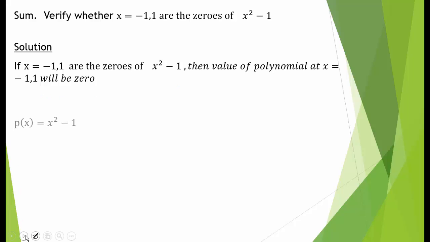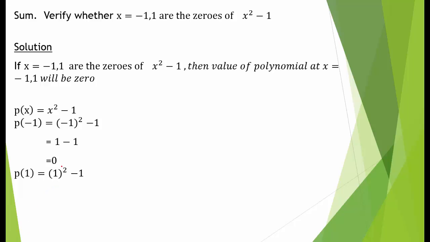So first check minus 1. P of x is x square minus 1, and for p of minus 1, replacing x with minus 1, we will get minus 1 whole square minus 1, and this will be 1 minus 1, which is 0. So p of minus 1 is 0. Now check x equals 1. Same, replace x with 1, we will get 1 square minus 1, which equals 1 minus 1, and that is 0. So both are the zeros of the polynomial.